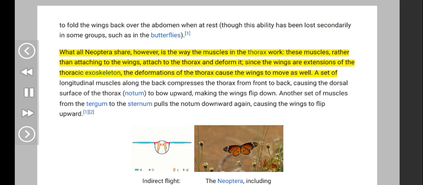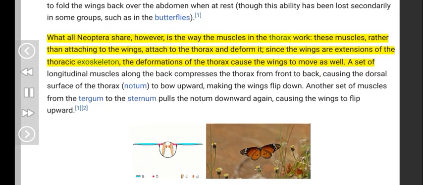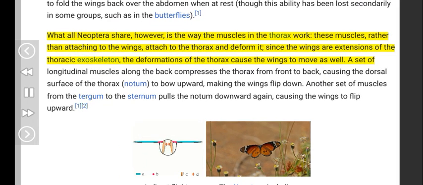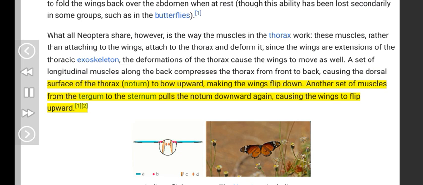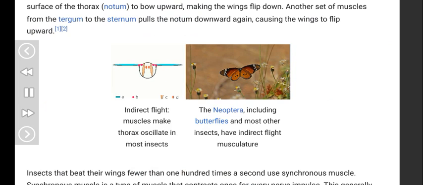What all Neoptera share, however, is the way the muscles in the thorax work. These muscles, rather than attaching to the wings, attach to the thorax and deform it. Since the wings are extensions of the thoracic exoskeleton, the deformations of the thorax cause the wings to move as well. A set of longitudinal muscles along the back compresses the thorax from front to back, causing the dorsal surface of the thorax, the notum, to bow upward, making the wings flip down. Another set of muscles from the tergum to the sternum pulls the notum downward again, causing the wings to flip upward.